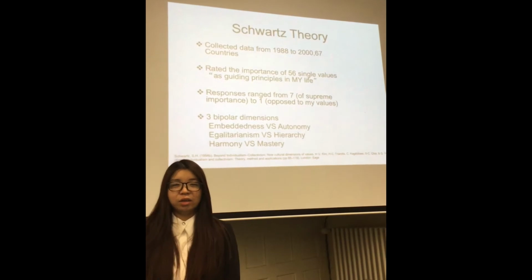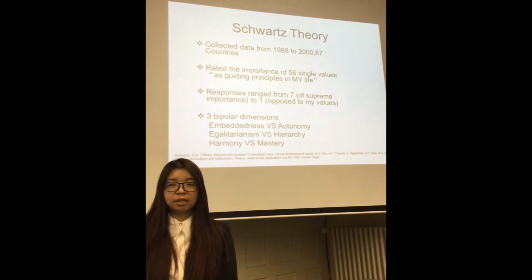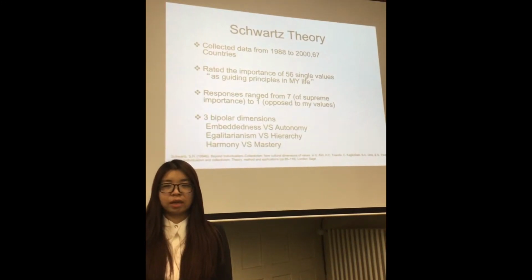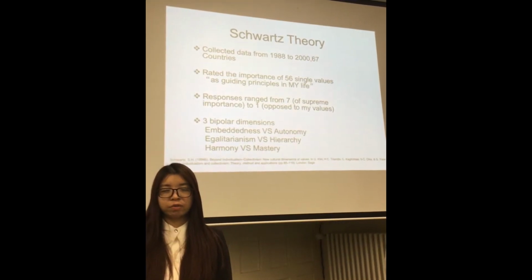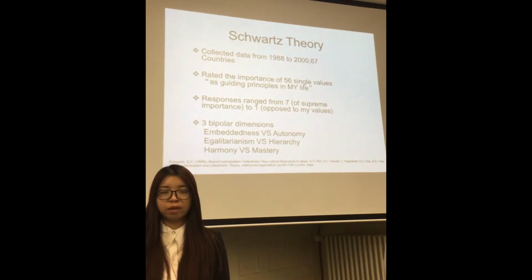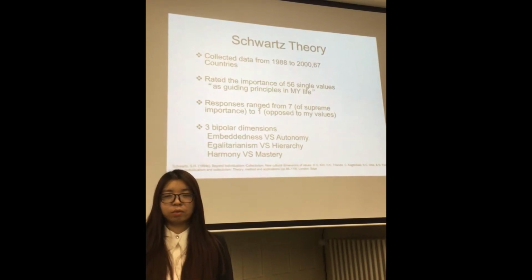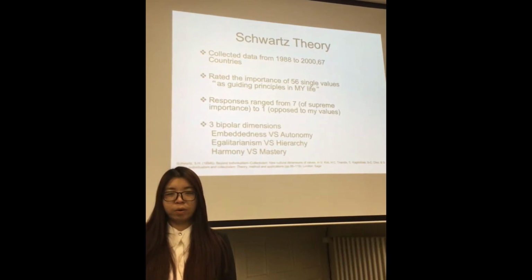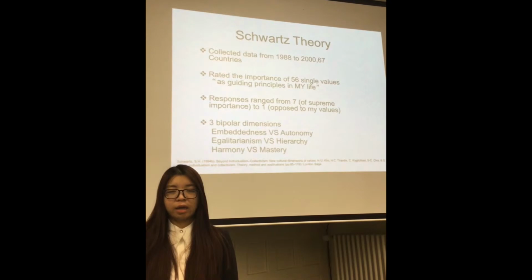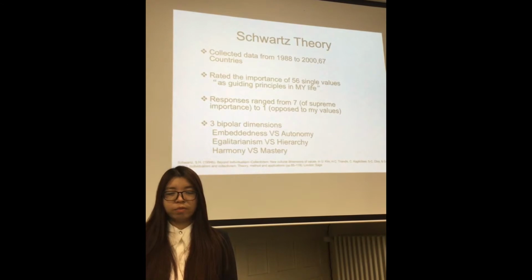Thank you, Katniss. The Schwartz model is a theory of values on which cultures can be compared. It collected data from 67 countries from 1988 to 2000. It related the importance of 56 single values as guiding principles in my life. The responses ranged from 7, of supreme importance, to 1, opposed to my values. It includes 3 bipolar dimensions, which are embeddedness versus autonomy, egalitarianism versus hierarchy, and harmony versus mastery.